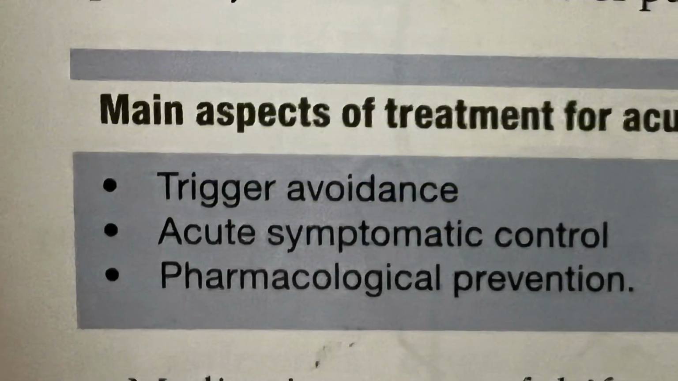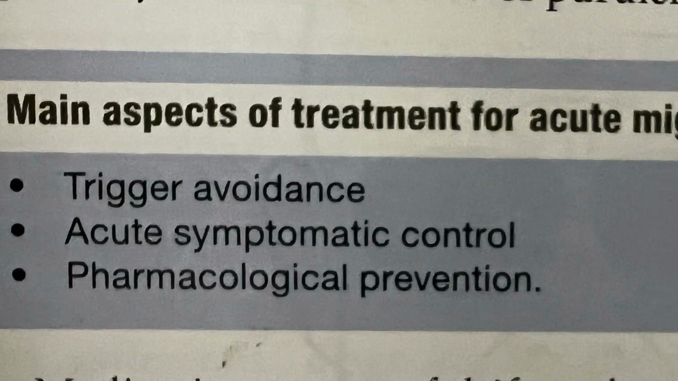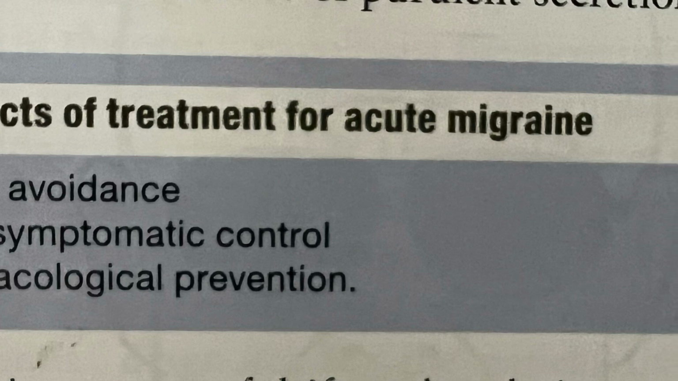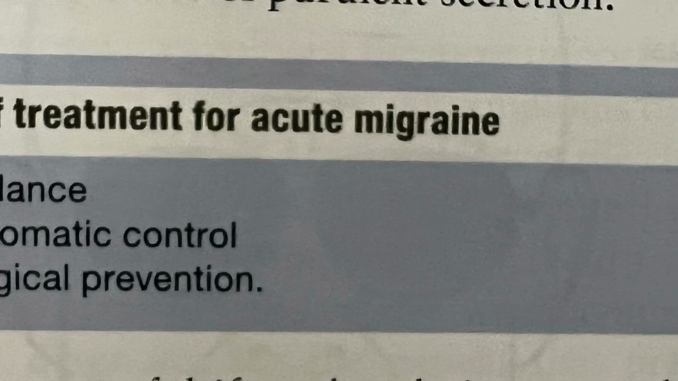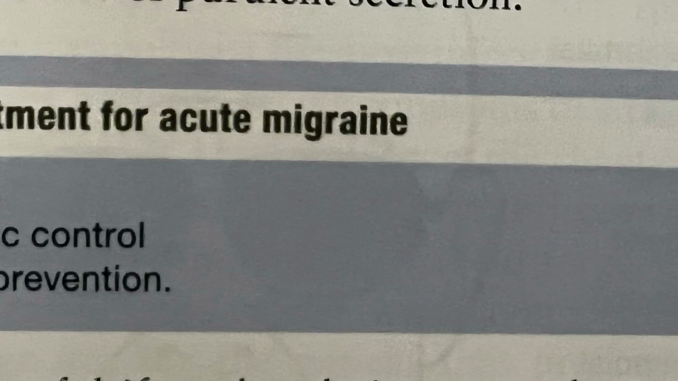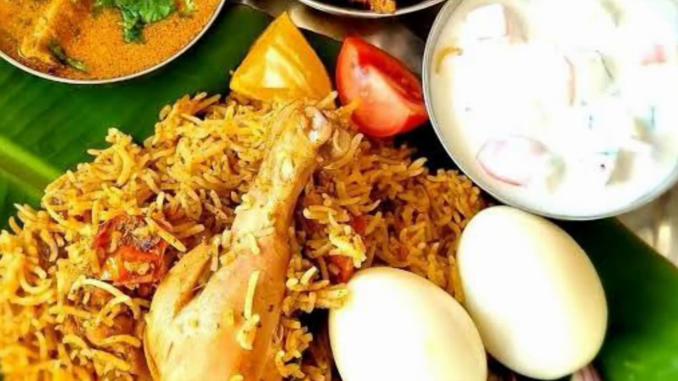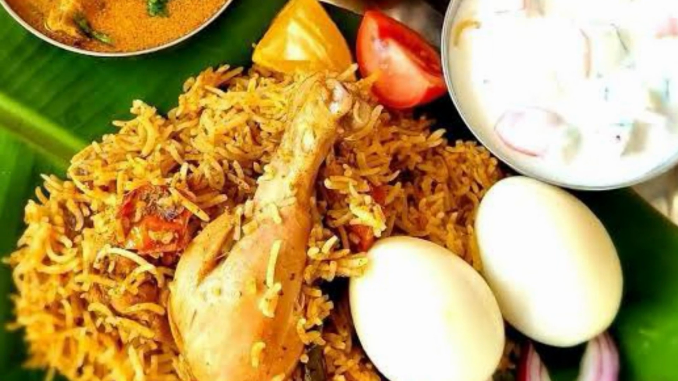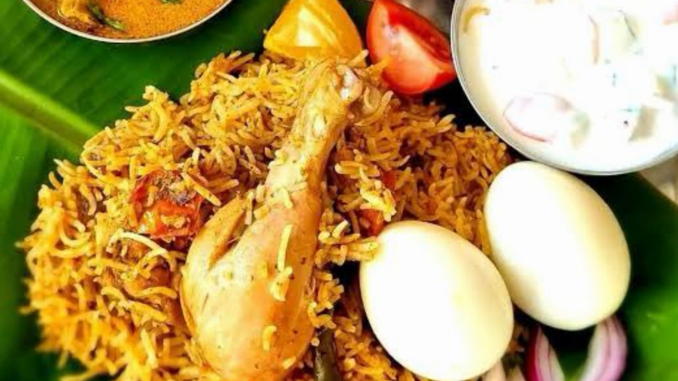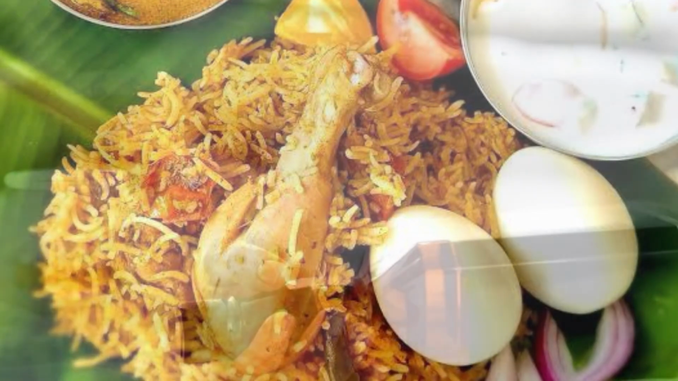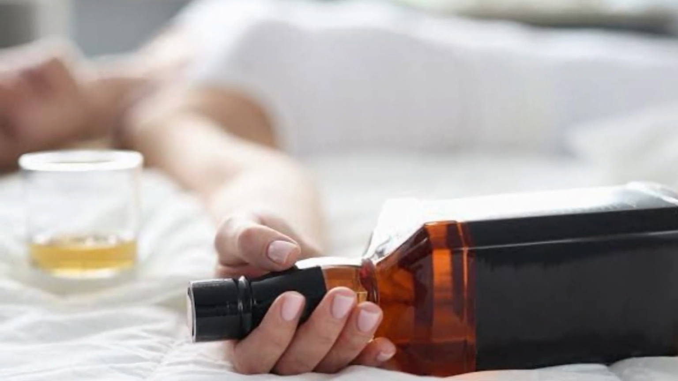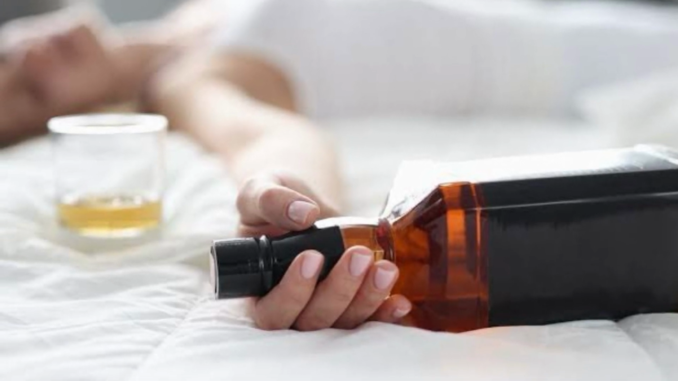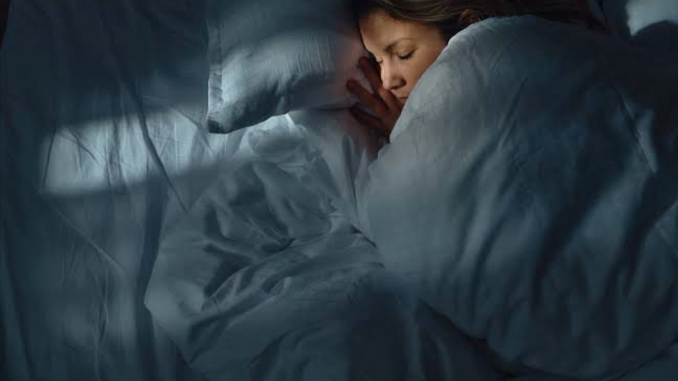For the protocol of migraine treatment, three protocols are there. First is avoidance of the trigger factors, second is acute symptomatic control, and third is pharmacological prevention of migraine. There are five important things in migraine management. First is healthy food, which is very important. You should take a heavy meal early in the morning, and that is healthy, and there should be no beverage or alcohol intake in the migraine patient.